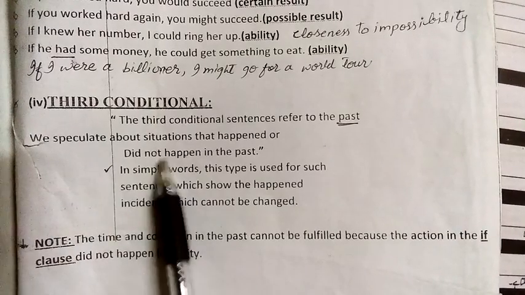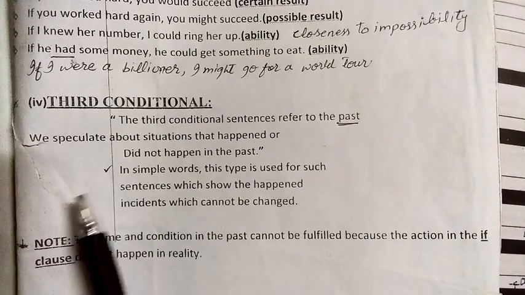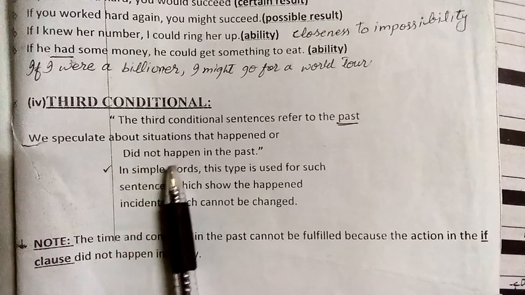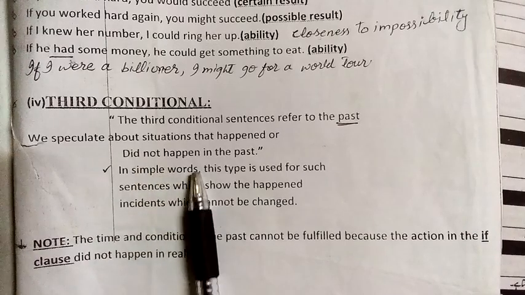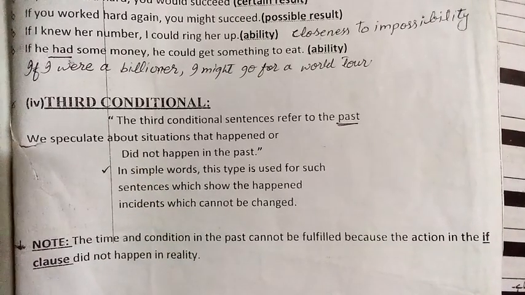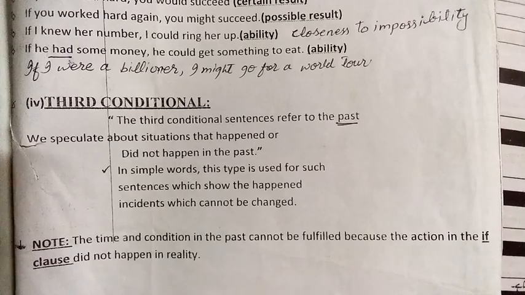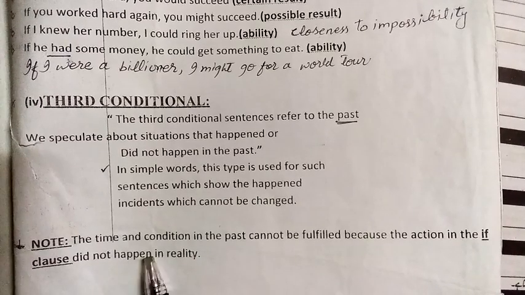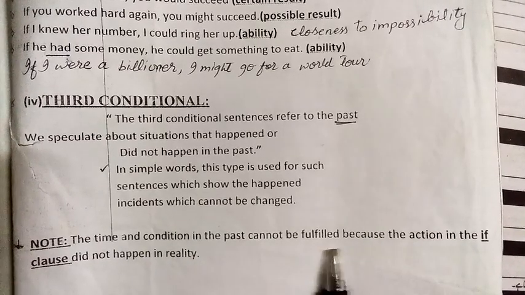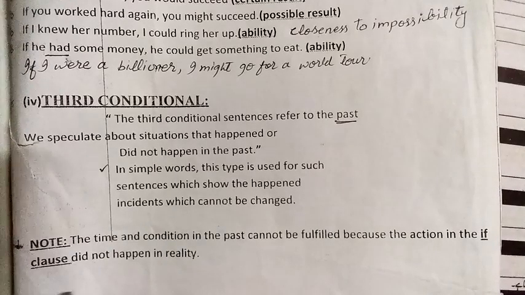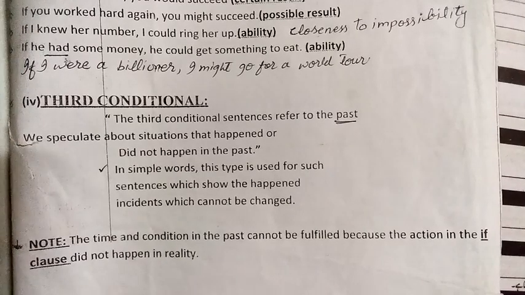Third conditional sentences refer to the past. We speculate about the situations that happened or did not happen in the past. So these situations also show the impossibility because the time and condition in the past cannot be fulfilled, because the action in the if clause did not happen in reality.